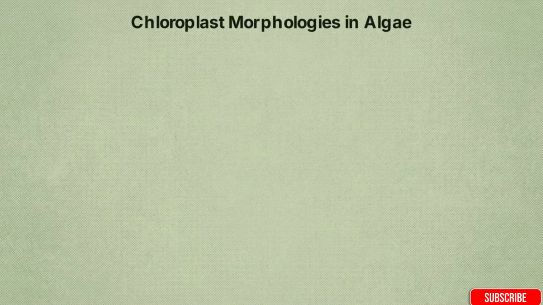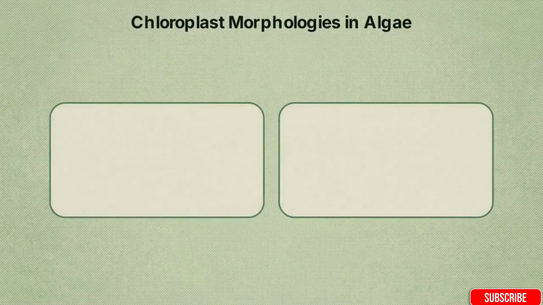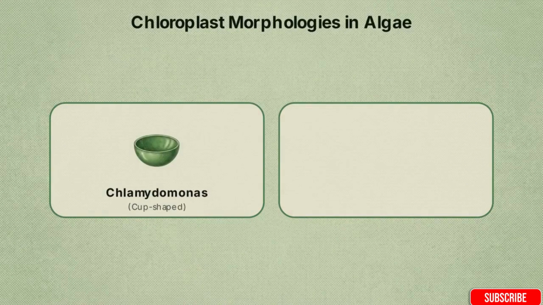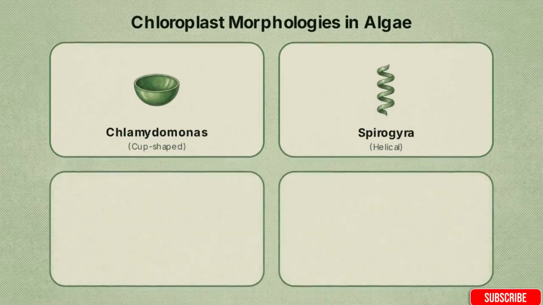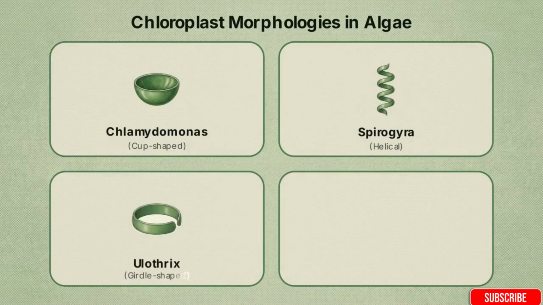This schematic illustrates variations found in algae. On the left is a cup-shaped structure native to Chlamydomonas. On the right is a helical, spiral-shaped chloroplast characteristic of Spirogyra. The variation continues. Oedogonium-like Ulothrix relies on a horizontal girdle shape, while Zygnema contains a multi-pointed star structure.